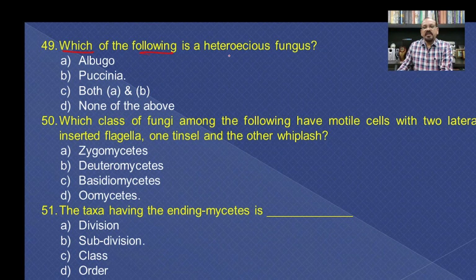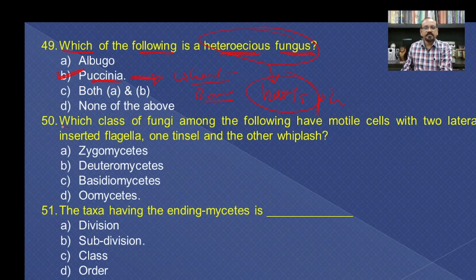Then which of the following is a heteroecious fungus? The heteroecious fungus means that it uses different host plants, and the two different host plants are used by the Puccinia, that we have seen: the wheat plant which is the primary host and the barberry is the alternate or the secondary host on which the Puccinia completes its life cycle, and hence B will be the correct answer for this question.